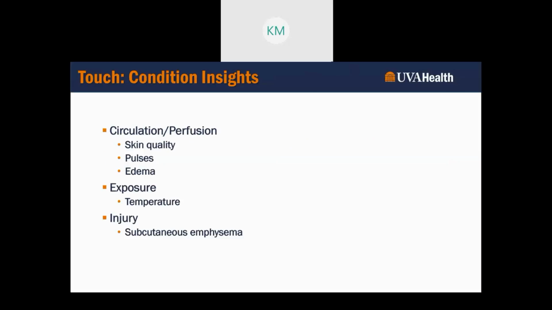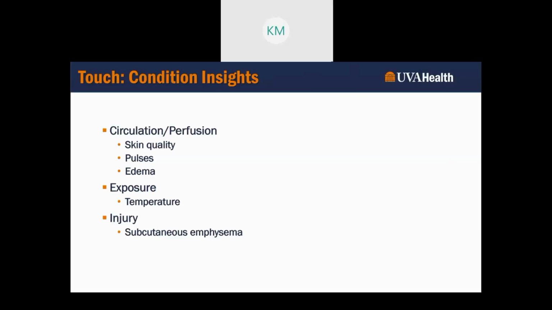All right, let's talk about our condition insights here. Circulation and perfusion is a big one when we talk about touch. There's a lot of information that we can get just by laying hands on our patient. And this is what I was referring to in multiple body systems. So you can see circulation, exposure, and trauma, injury rather, as well as the multiple pieces within circulation and perfusion. It's the multiple assessment pieces of a single body system.